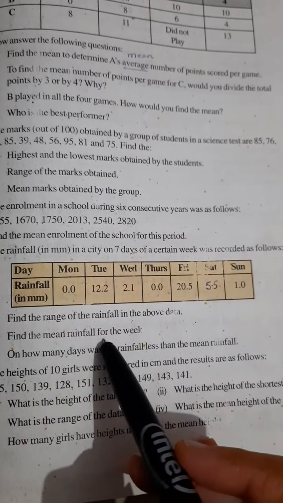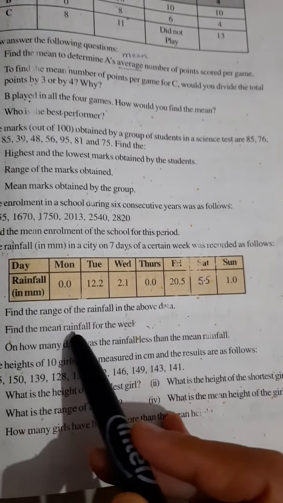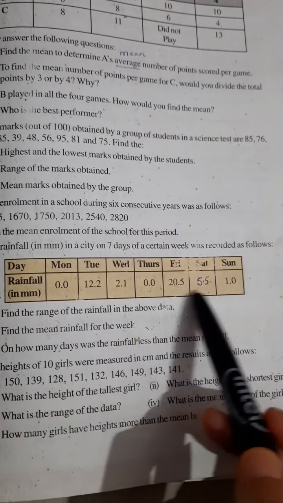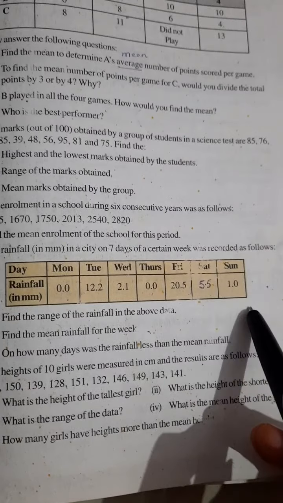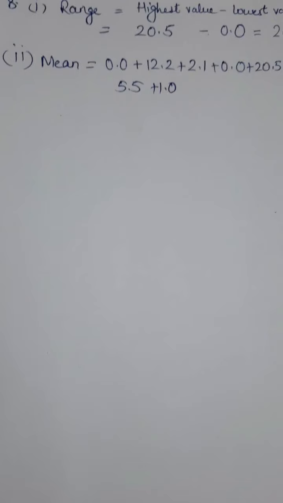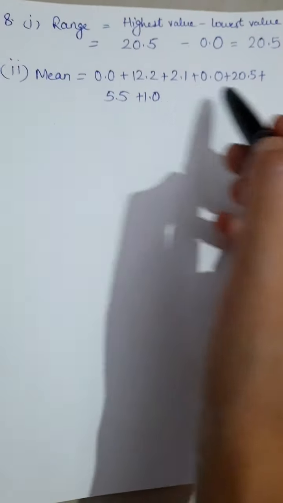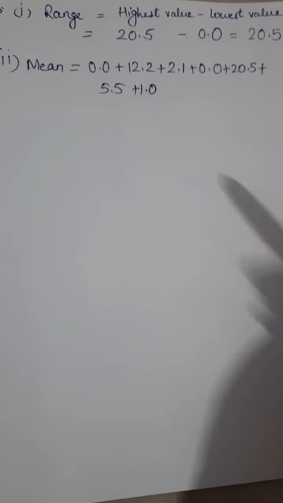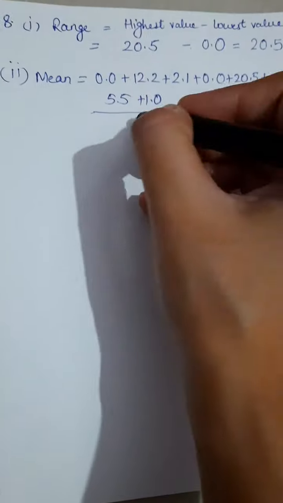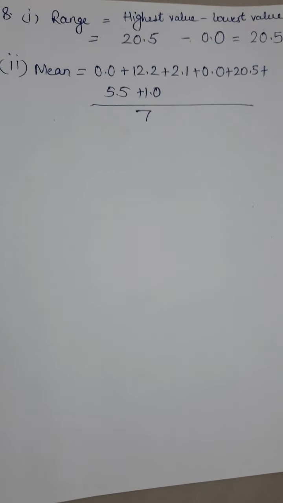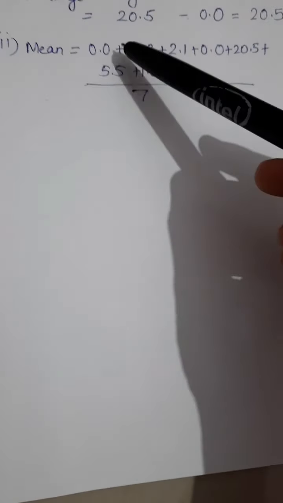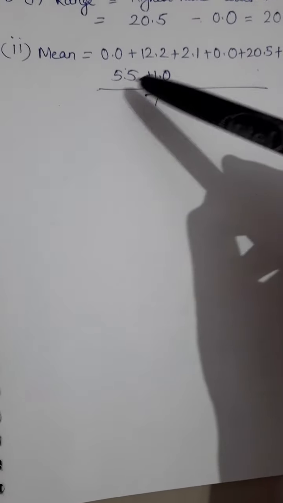Now the second part is to find the mean rainfall for the week. Mean means we will add up all these numbers and divide by the number of observations. So let's find that also. We have to add all these observations and divide by 7 because there are total 7 observations. But it is very difficult to add decimal numbers horizontally.